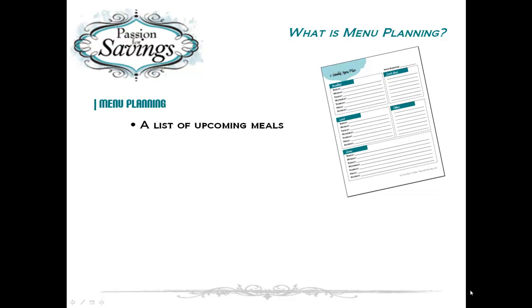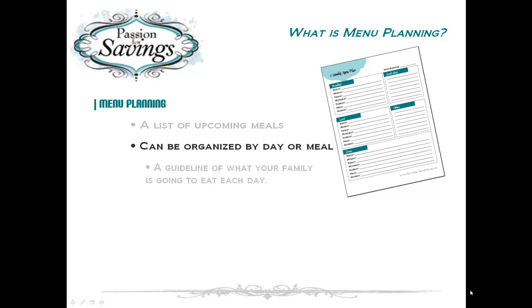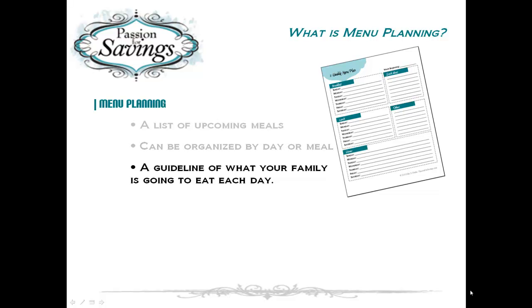And really a menu plan is just a list of upcoming meals. It can be organized by day of the week, or you can organize by meal category. It's a guideline for what your family is going to eat each day. It doesn't have to be your rule book, so you can switch around what's on each day. If something is going to take too long and something happened and you can't spend an hour cooking dinner right now, you need to get dinner on the table in 15 minutes, you can adjust as you go throughout the week. But it really is a plan and it really is a guideline for what you're going to eat each night.